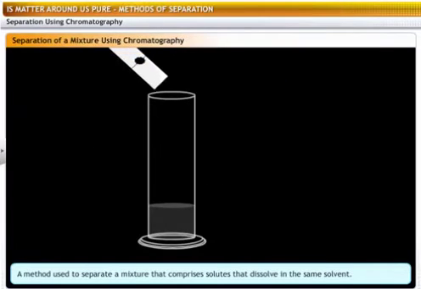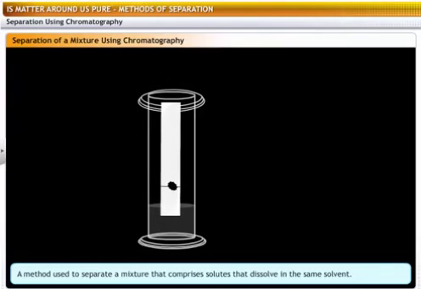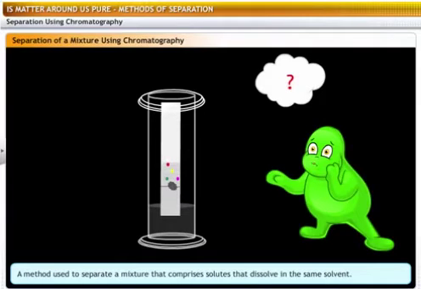Finally, lower the filter paper into a jar containing water, so that the drop of ink on the paper is just above the water level. Don't disturb the jar. You will see that the water rises up the filter paper. But why are there different colored spots on the paper strip?